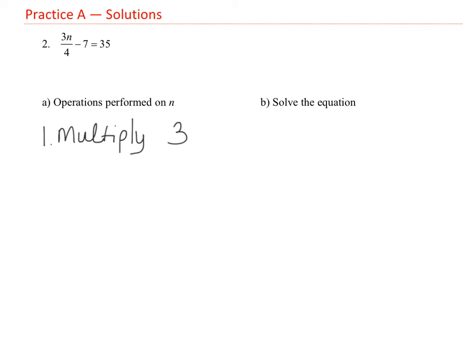Now that 3n is over 4, and a fraction bar means we're dividing. So the second operation is dividing by 4. Finally, after multiplying by 3 and dividing by 4, the last operation occurring on the left side would be the minus 7. That means subtracting 7.